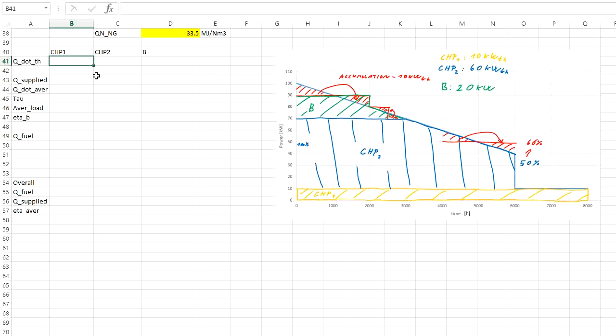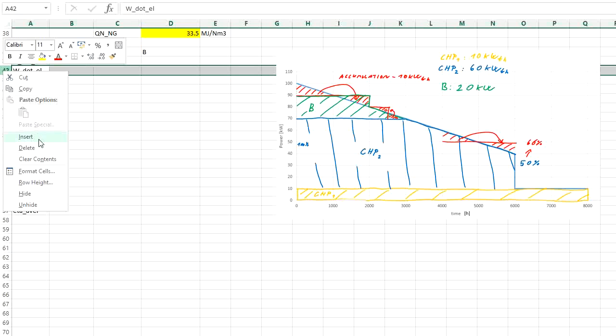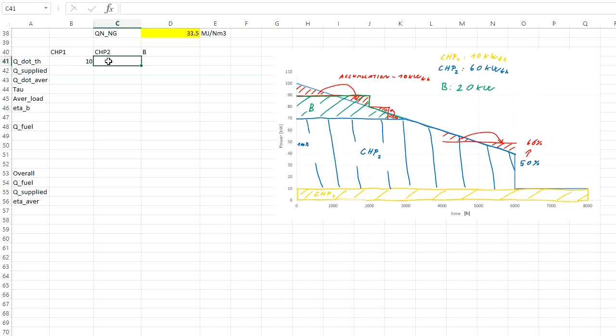So for the CHP1, the thermal output was 10 kilowatts, and right under it let's have a look at the electrical output, which for some well-tuned system like this could be perhaps something like 2.5 kilowatts, but actually let's get to it later. The second CHP unit had 60 kilowatts of thermal output, and the boiler had 20 kilowatts of thermal output.